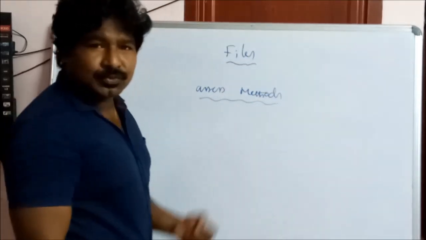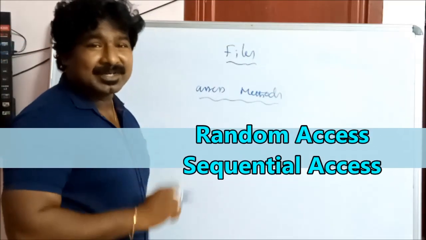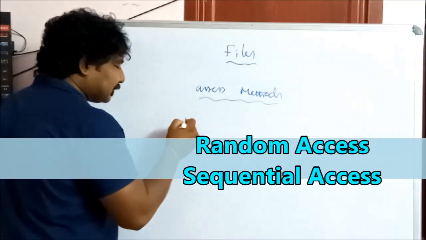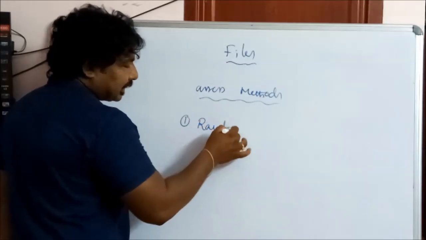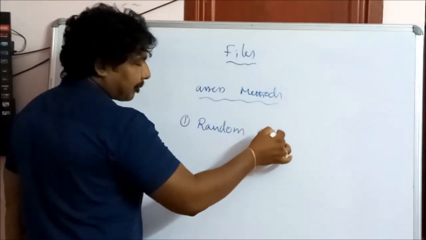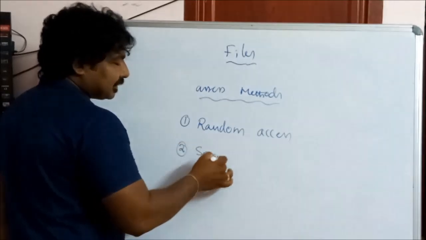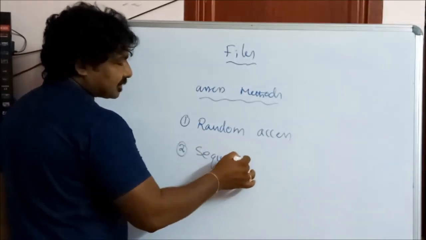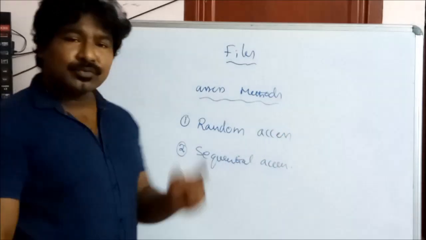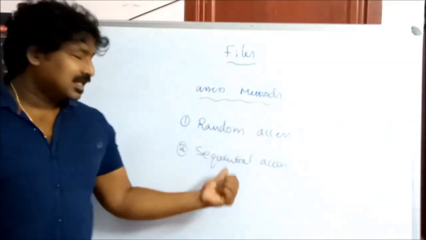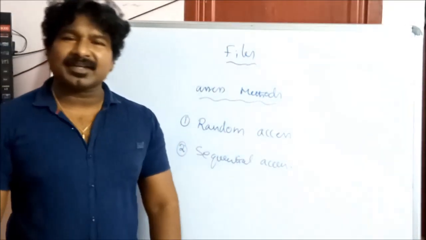Okay, friends, so there are two types of accessing methods. One is called random access and another one is called sequential access. Okay, so I'll tell you that. This is called random access, and this one is sequential access. Just by looking at the names, you can easily find out what the concept is.